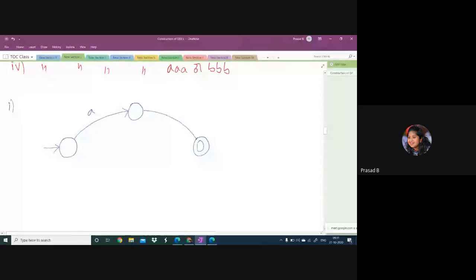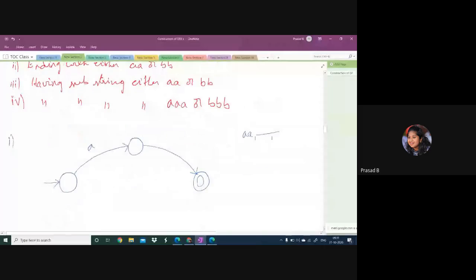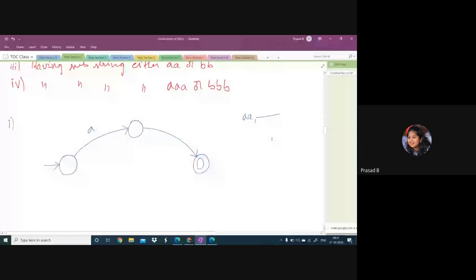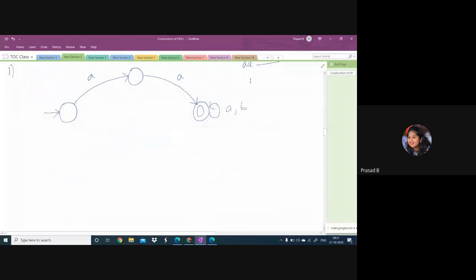Starting with AA. After that, anything. Starting with AA or BB. So if the first two symbols are A's, then after that it can be anything. Similarly, it can be starting with BB. So first two symbols can be B. So first is B and second is also B. Then after that anything.